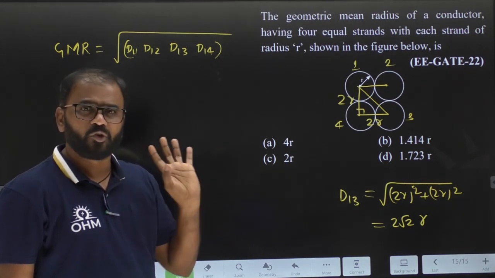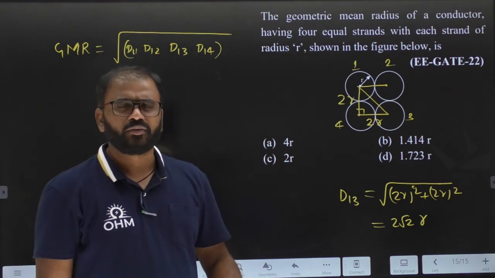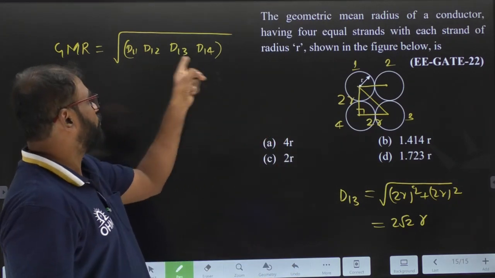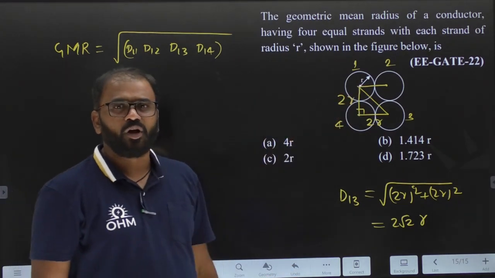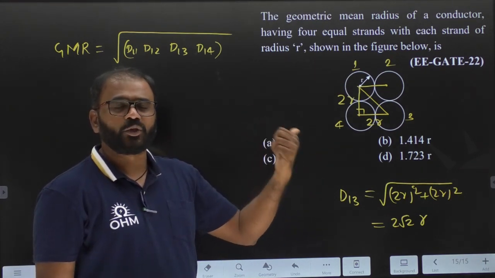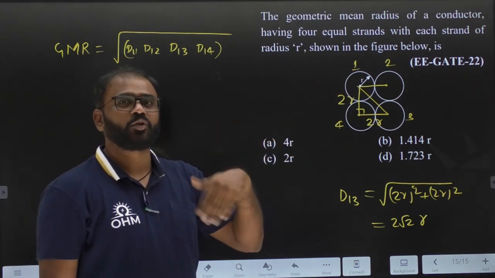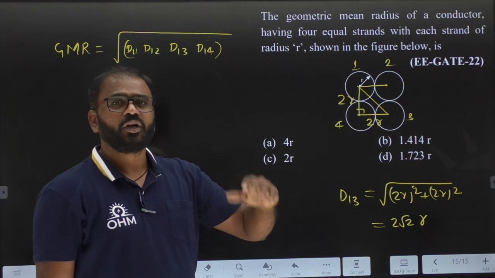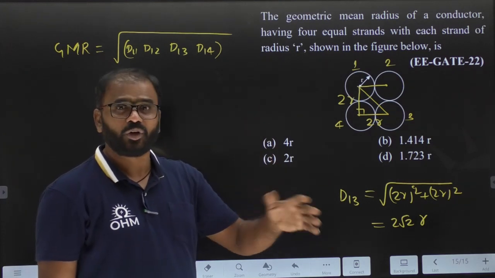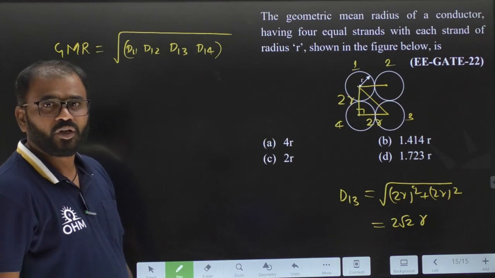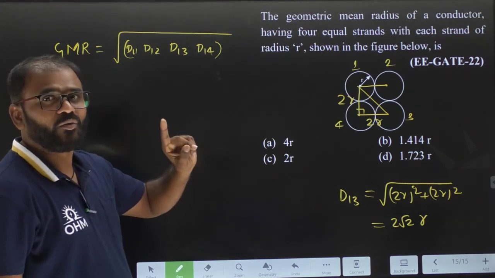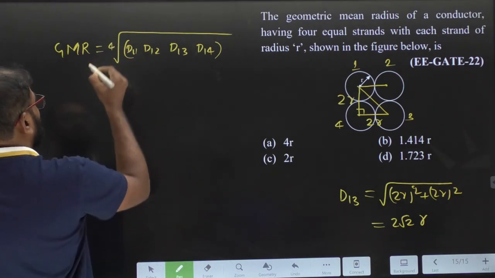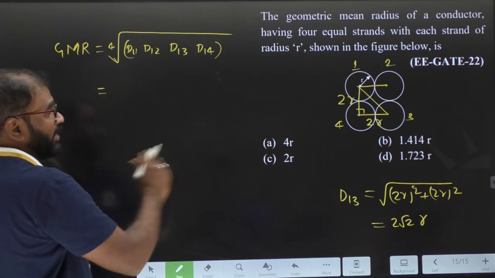If you have a confusion about determining the symmetry, then don't worry. Write 16 terms. What are the 16 terms? With respect to conductor 1, we got 4 terms. Similarly, with respect to conductor 2: D21, D22, D23, D24, 4 terms. With respect to conductor 3: D31, D32, D33, D34. With respect to conductor 4: D41, D42, D43, D44. Total 16 terms, then it should be the 16th root. But now I have written only with respect to conductor 1. Why? Because all these sets of 4 terms are the same. That's why I can say this is the 4th root. Clear?